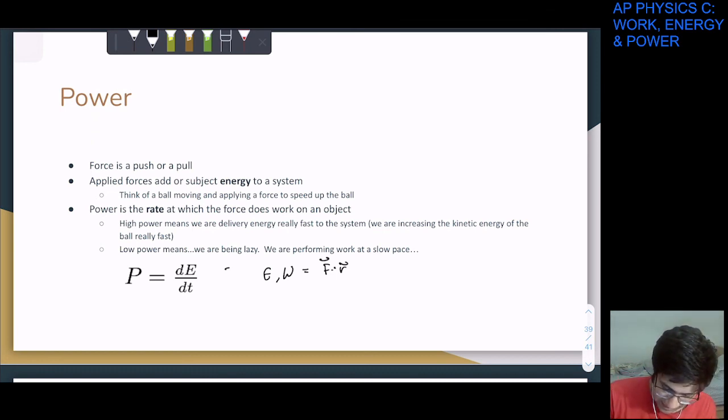And what we're saying is, how much force are we adding per second? If we have high power, it means that we're delivering energy really fast to the system. So our change in this quantity over a small period of time is really high. For example, we're increasing the kinetic energy of a ball really fast. We have very high dE/dt. So the way to think about this is, low power is kind of lazy. We're performing work at a slow pace. Our change in work over time is very slow, versus high power, our change in energy over time is really fast.